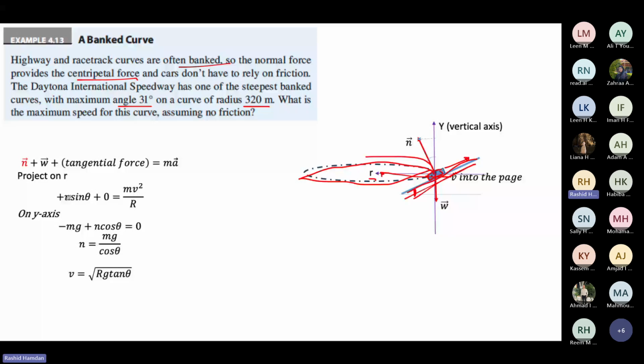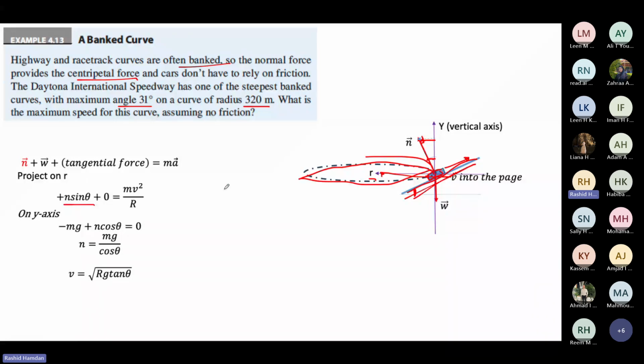Now the angle that the normal makes with the y-axis is the same angle that the curve makes with the horizontal. So this is the r component. So it is n sine theta equal to mv squared over r.